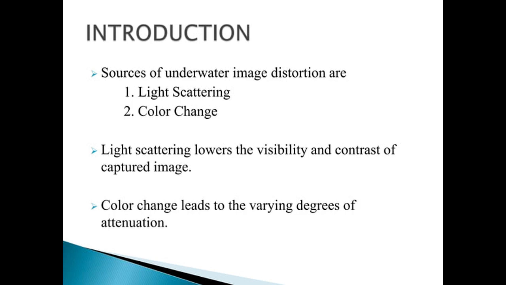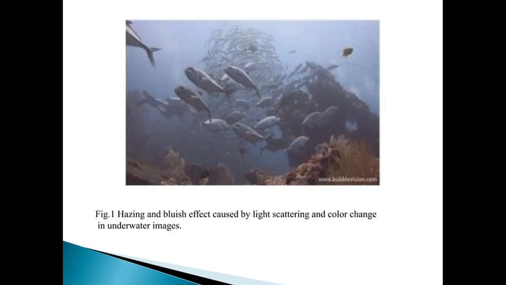The second one is color change. It leads to varying degrees of attenuation, so different attenuation will happen if there is a color change. You see the image here, it is an undersea image. Here the hazing and bluish effect, the color change, also happen. It is caused by the light scattering and the color change. That hazing effect is there.